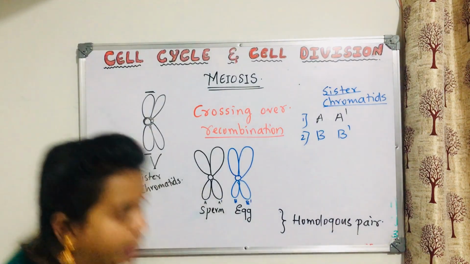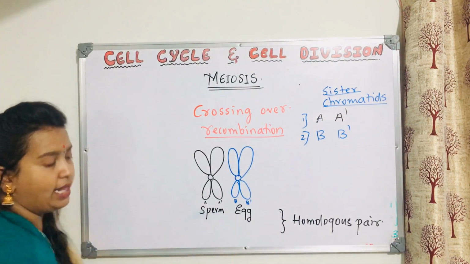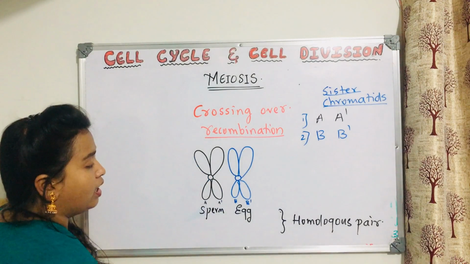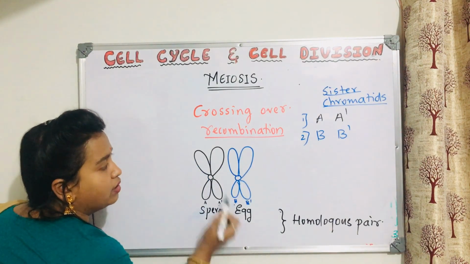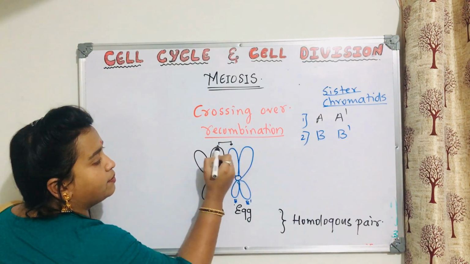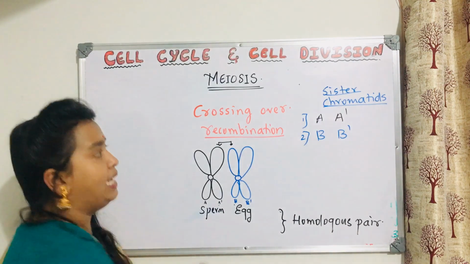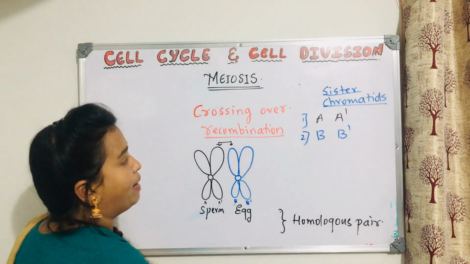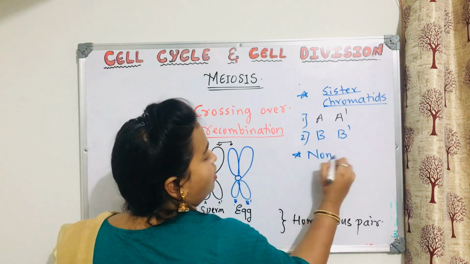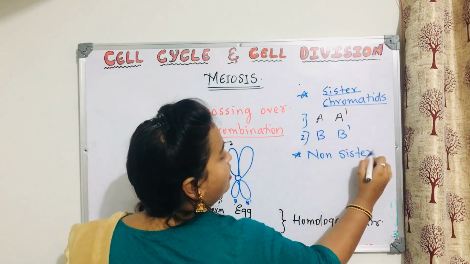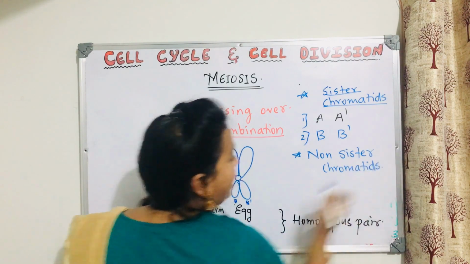Earlier only I have explained. Now let us consider when these two homologous pair come together. Tell me, this A dash and B, what are these both? Do you think they are sister chromatids? No. They are non-sister chromatids.